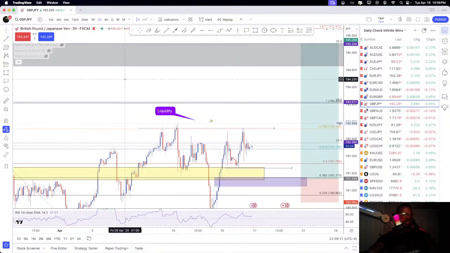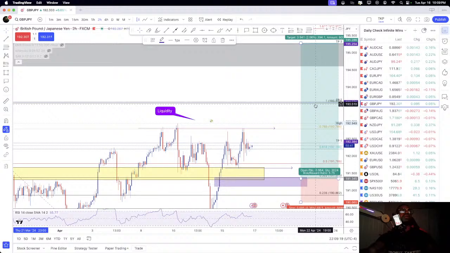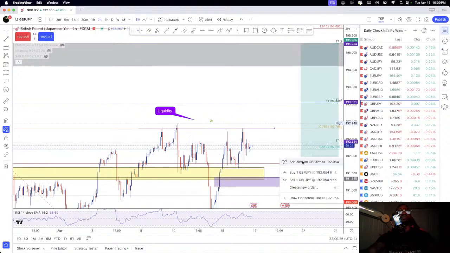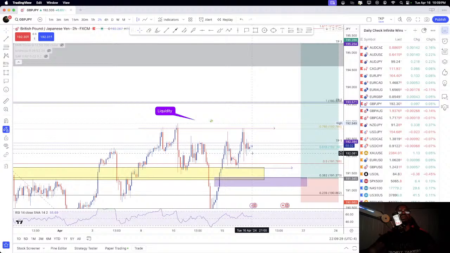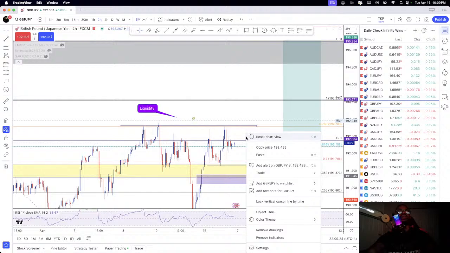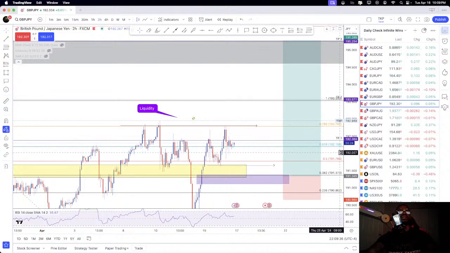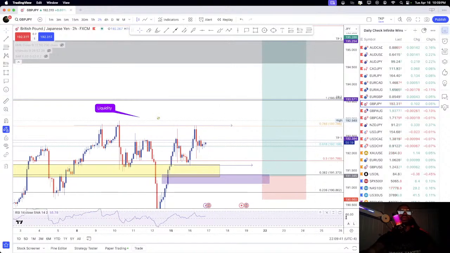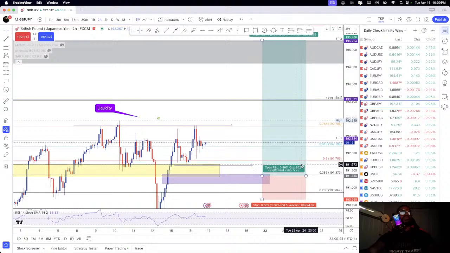All right. But this is a 2-hour time frame, so what I want to do is I'm going to set an alert right here, just in case it ends up being a bull flag. And I'll place one below. All right, cool. So we'll monitor this setup.